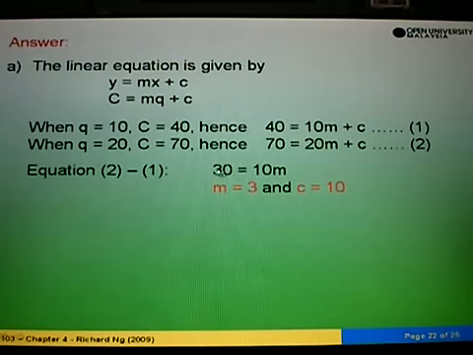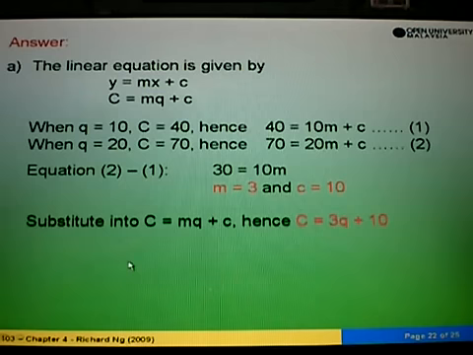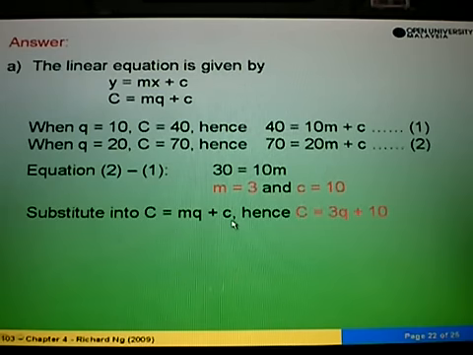Okay. So once we have found m equals 3 and c equals 10, substitute into this equation, C equals mQ plus c. So we will get C equals, m equals 3 just now, so 3Q plus the small c is 10. So the cost function now is C equals 3Q plus 10.